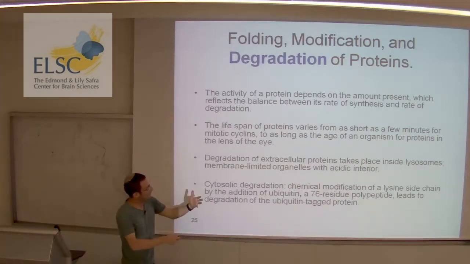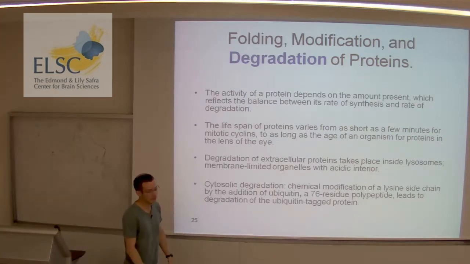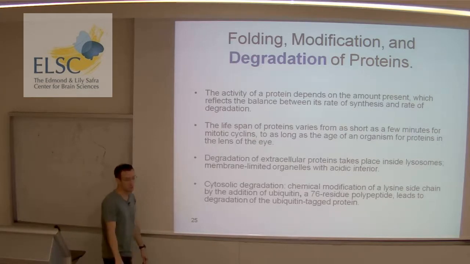And maybe the other edge of the scale is proteins that reside in the lens of the eye, which live for several years, as long as the lifespan of the organism itself. So after they are produced, they just stay there until we die, and they have no degradation at all, no active degradation.